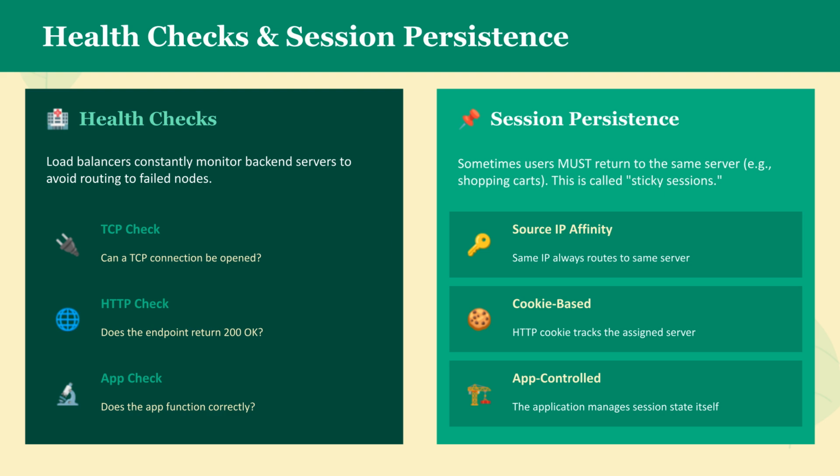Health checks ensure traffic is only routed to functional servers, with options like TCP, HTTP, and application checks. Session persistence, or sticky sessions, ensures a user consistently returns to the same server for tasks like managing a shopping cart. This can be achieved through source IP affinity, cookie-based routing, or app-controlled management.